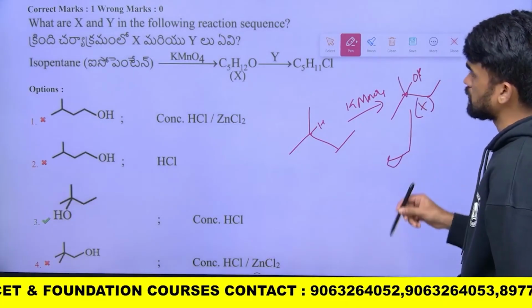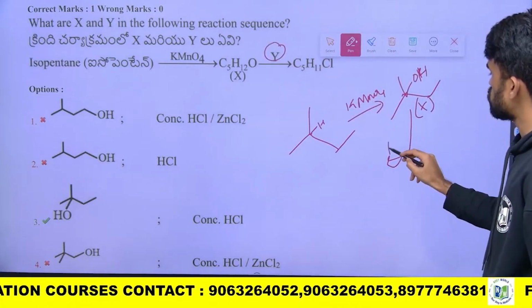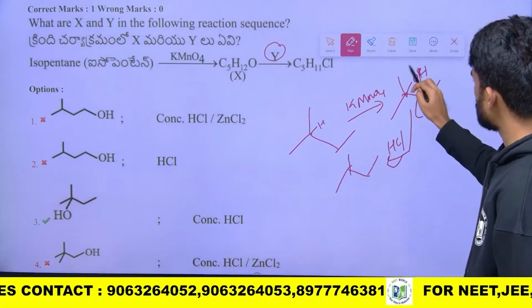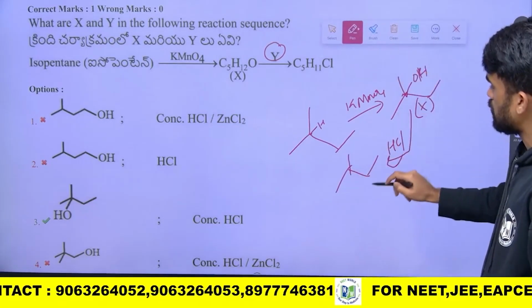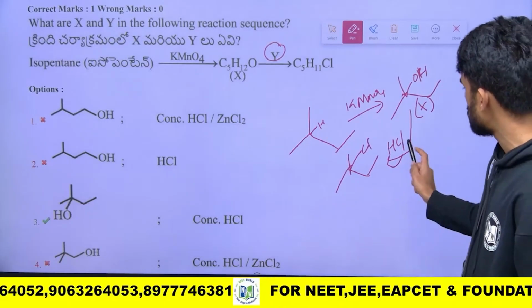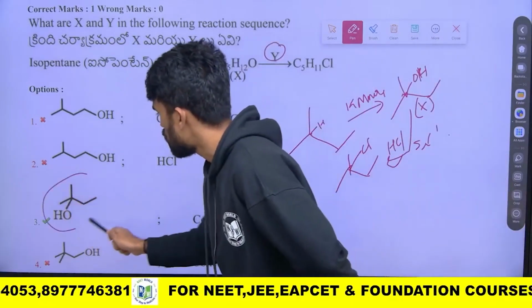So this X, upon treating with Y, gives chlorine. So this is just concentrated HCl. We will remove that tertiary alcohol using this acid and replace it with chlorine. That's it. The substitution reaction follows the SN1 mechanism. So this is the alcohol.